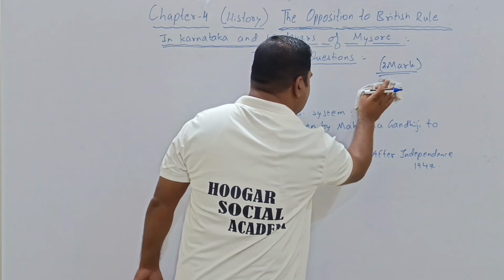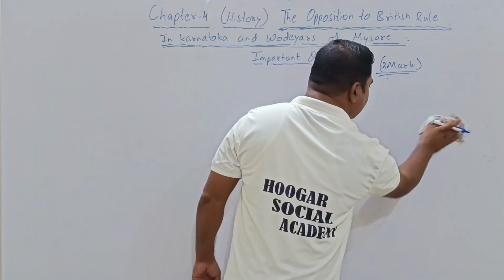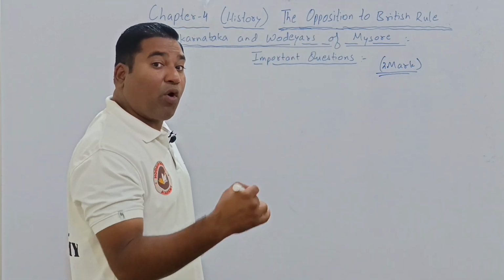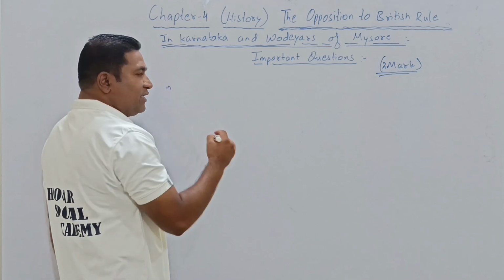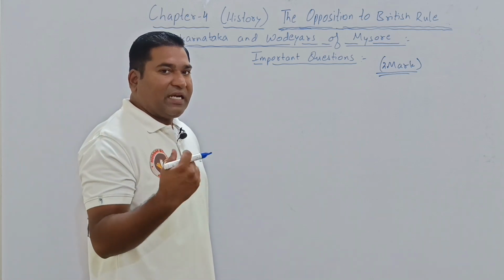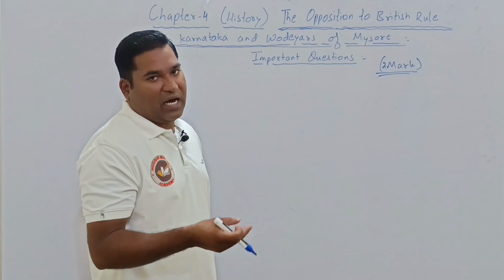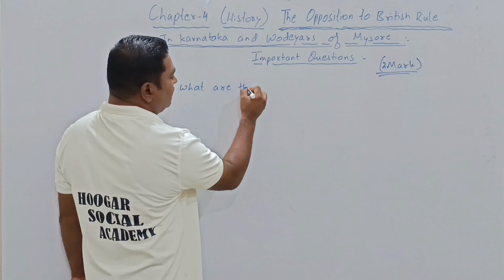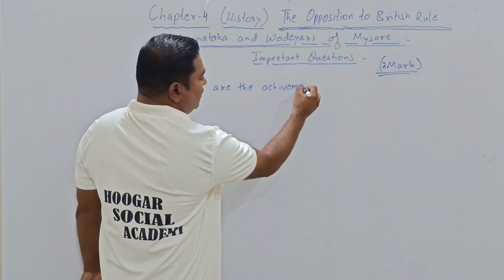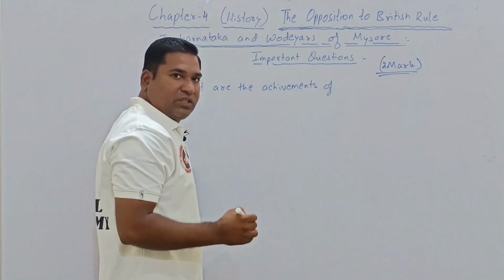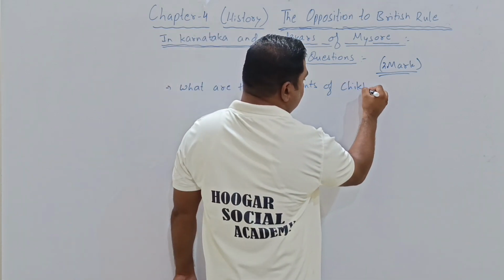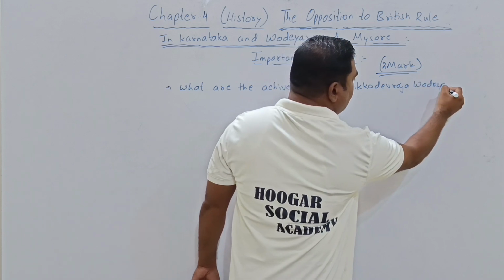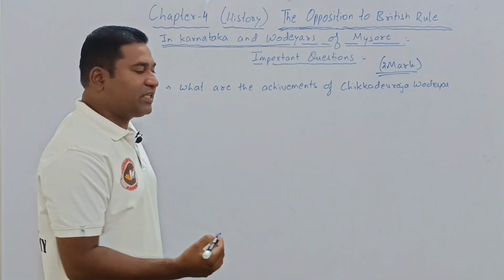For the 2 marks questions, we should keep in mind that we are going to write only about 4 points. So in this segment, what can be asked? When we go in depth in the chapter, we can understand that very few questions are there related to 2 marks. Right? What are the achievements of Chikkadevaraja Wodeyar?